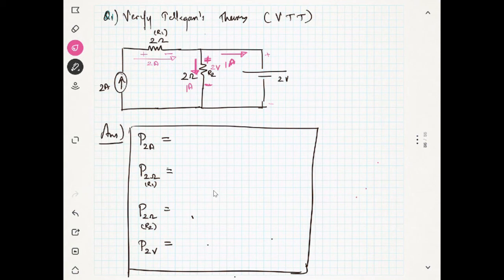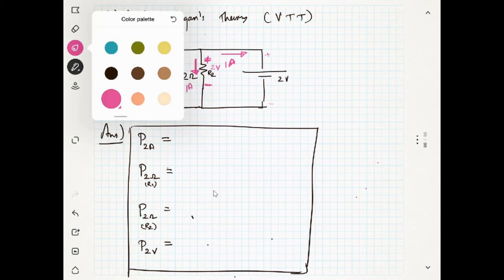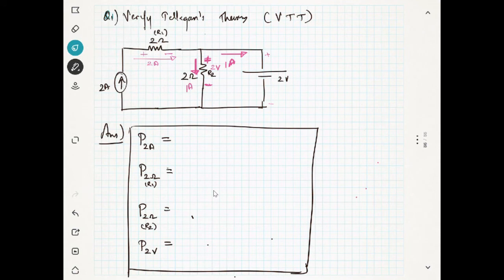2 ampere. So for R1, how much will be the voltage across R1? 2 ampere into 2 ohm, it will be 4 volt. It will be in this direction. Okay, this is 2 volt anyway. You know this voltage is 2 volt. It's very clear. So what will be the voltage across the 2 ampere current source?